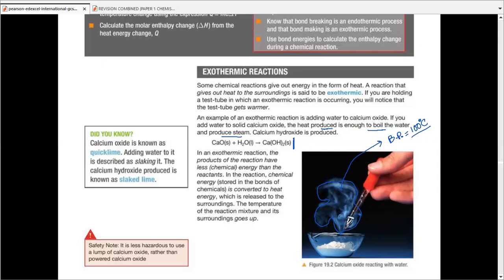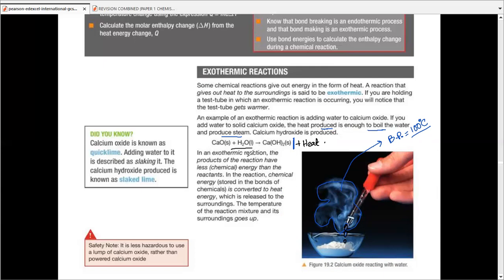We are literally adding water drop by drop. And let me change the color so it's easier for you to see. We're literally adding water on top of the salt. This reaction produces so much heat, and I can write it right over here, that it boils water into steam. That's what he was trying to say, right?